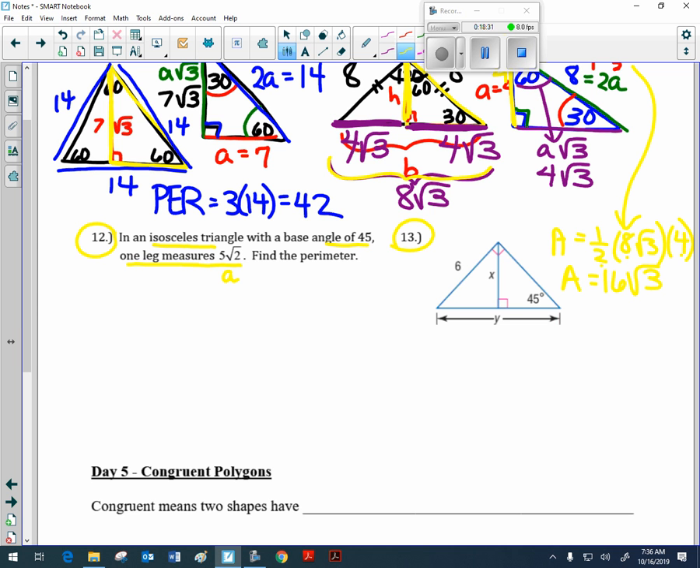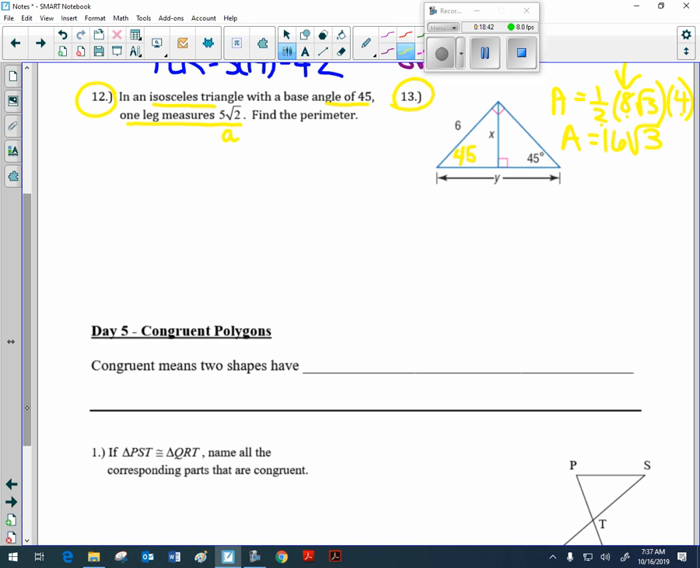And in number 13, there's technically, in this case, 3 45, 45, 90 triangles. One of them is the whole big triangle.